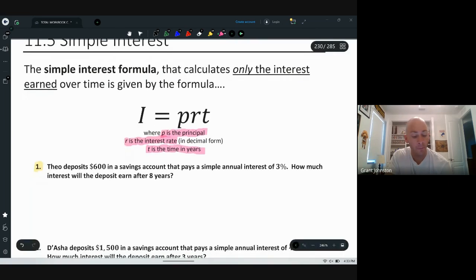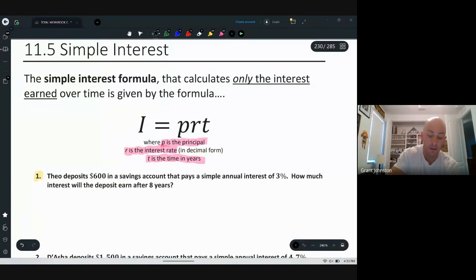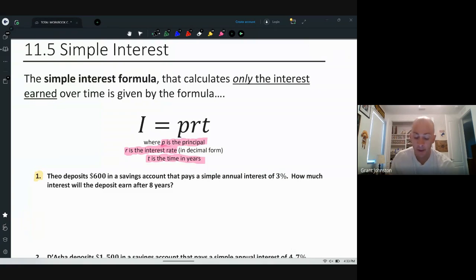So number one says Theo deposits $600 in a savings account. So that's the principal. That pays a simple annual interest of 3%. How much interest will the deposit earn after 8 years? Okay, so we're trying to figure out the interest. So the interest is going to be the principal, which is 600, times the interest rate, which is 3%, but 3% as a decimal would be 0.03, and then times our number of years, which is 8, and that's all you got to do.